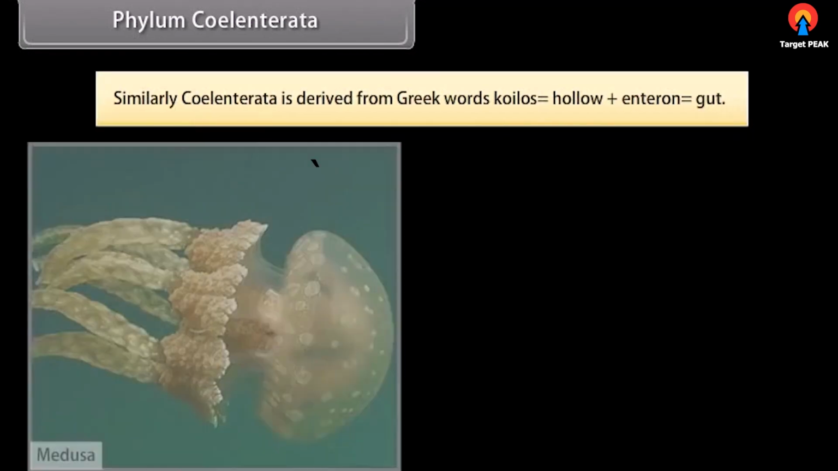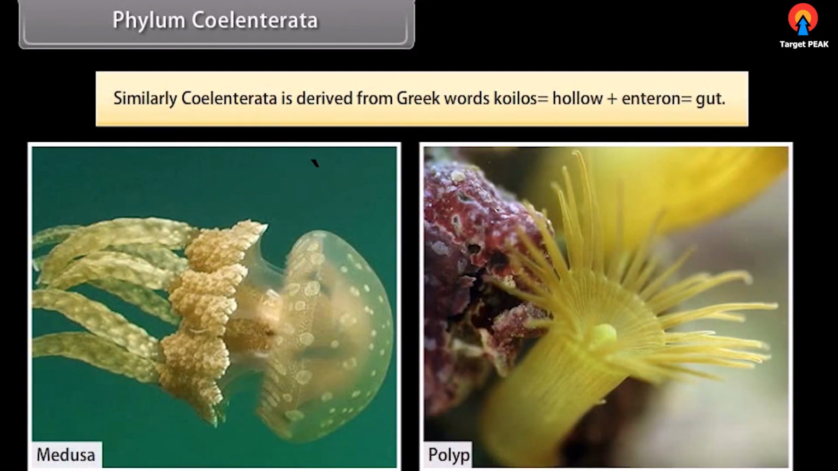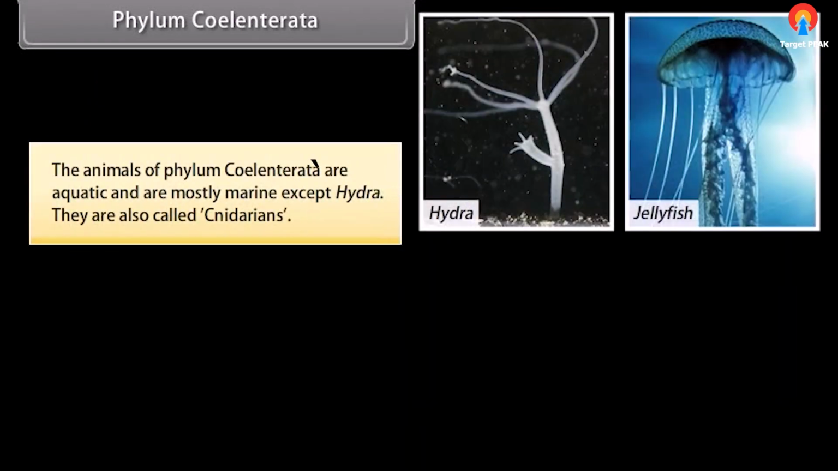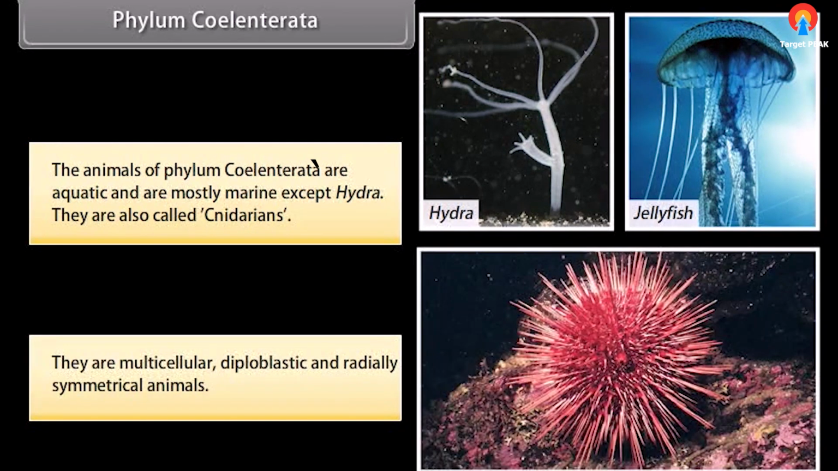Phylum Coelenterata. Similarly, Coelenterata is derived from Greek words koilos, hollow, plus enteron, gut. The animals of Phylum Coelenterata are aquatic and are mostly marine except Hydra. They are also called cnidarians. They are multicellular, diploblastic, and radially symmetrical animals.